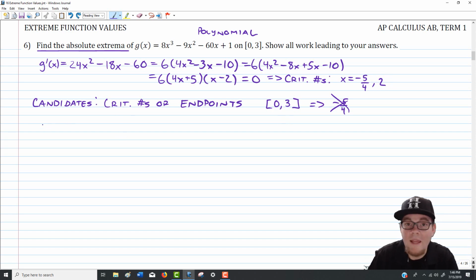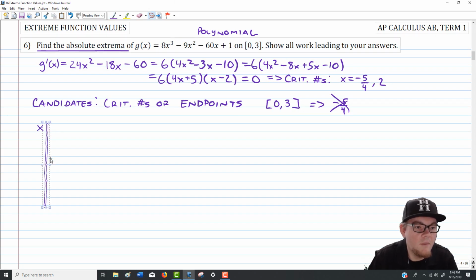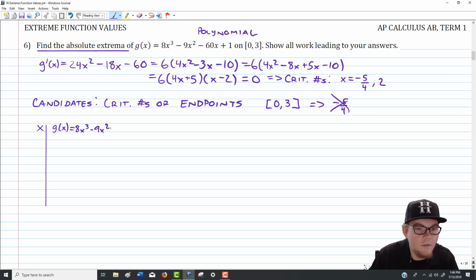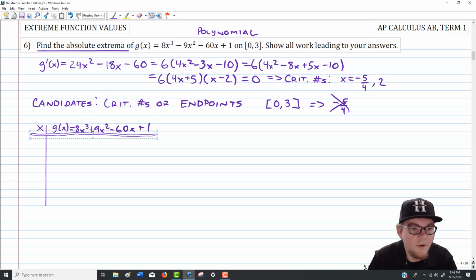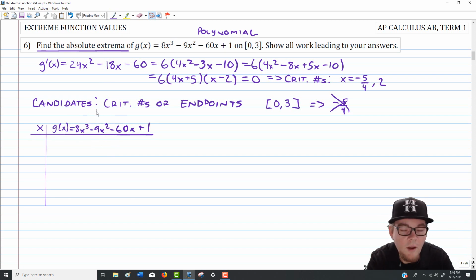So in looking here, we can set up a candidates test table, and this is actually the accepted way to do this problem. Don't feel like this is some sort of cheat. It's just a really quick and very easy to compute technique. We're going to compare x values to our function values, which come from 8x cubed minus 9x squared minus 60x plus 1. And I'm spending the time doing this very basic problem to remind you about some important stuff, including this. A lot of people mess up by accidentally using g prime of x instead of g of x in the candidates test table.